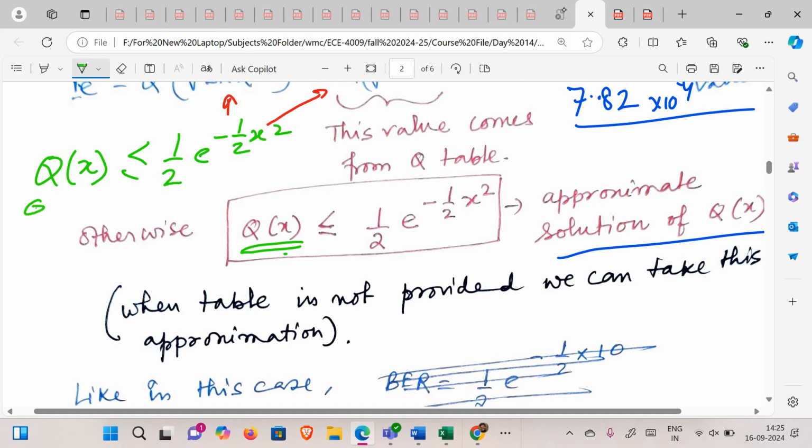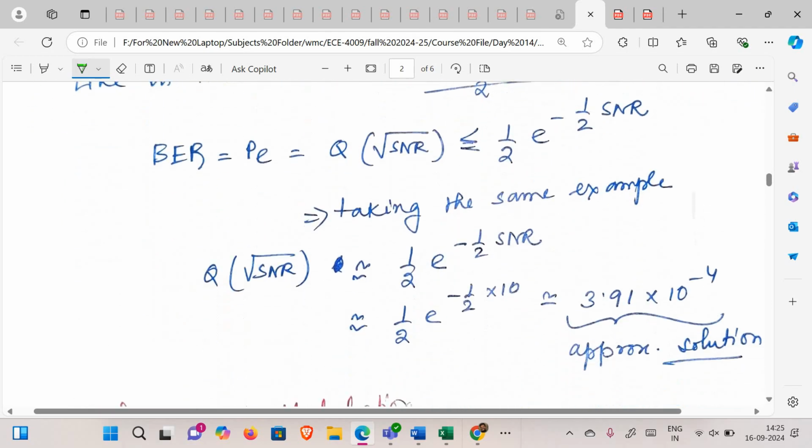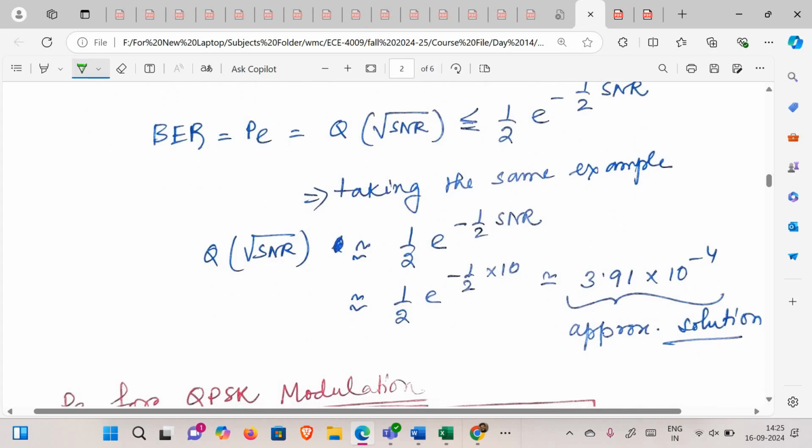In this case, as we know, this is Q of square root SNR. So you have to substitute square root SNR here. The square root of x squared means it will become half of e to the power minus SNR by 2. Later we'll see that. The objective is, let's see for the same question, if I use the approximate solution, what happens? BER is calculated by the approximate solution. The previous one was exact, 7 point something into 10 to the power minus 4, the exact solution of BER. But this is what we call the approximate solution.